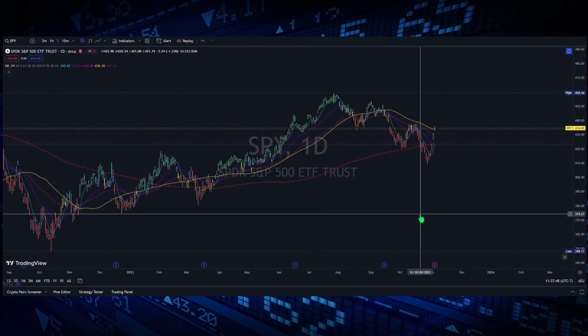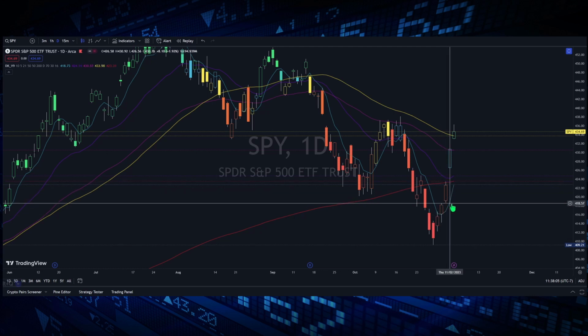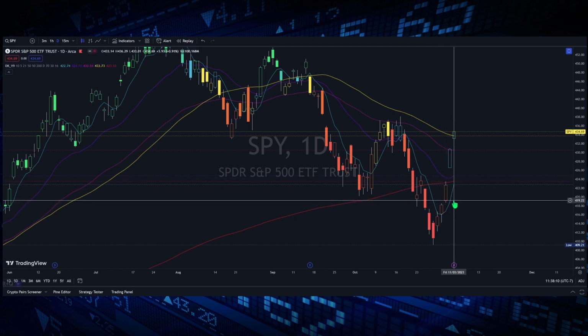These gaps just don't look healthy. When you see this many days, every day this week, I think there was even a gap between, it looks like the open was here, and the close would have been here.